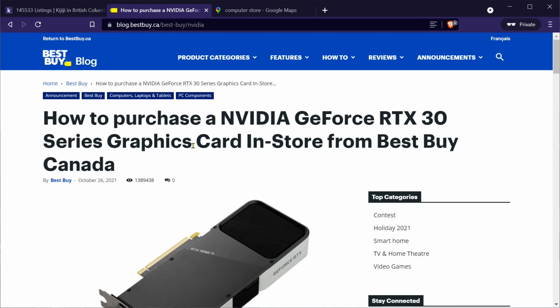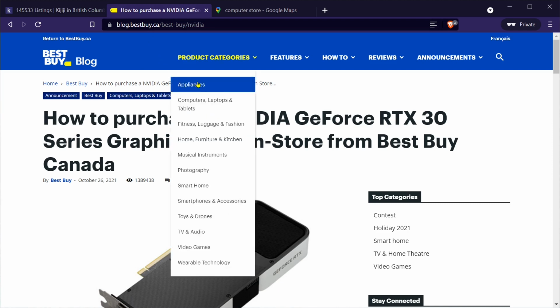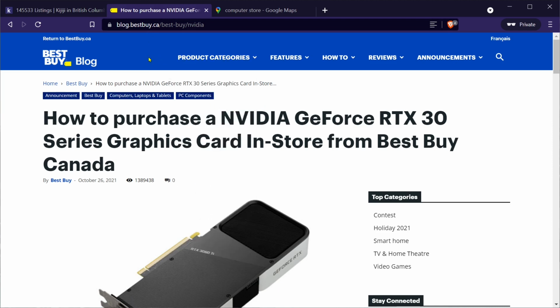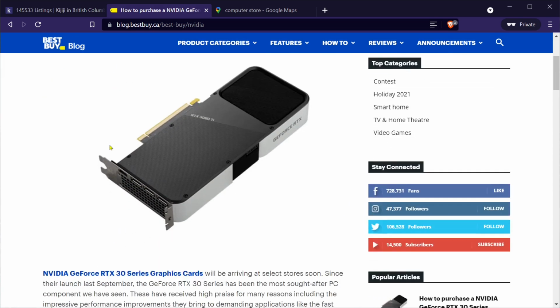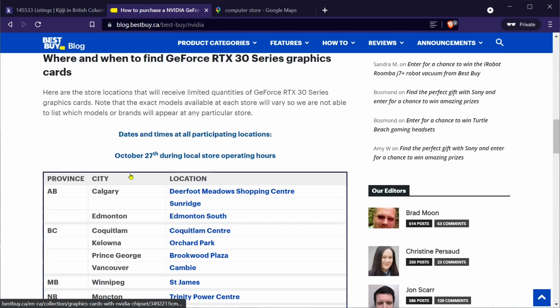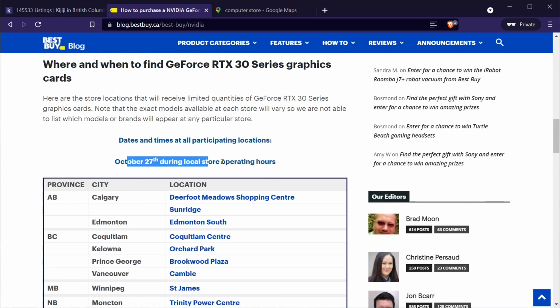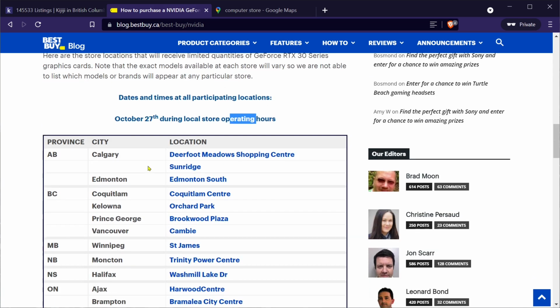A lot of you are asking me how I find my graphics cards. Well, here is one way. On Best Buy in Canada, I'm pretty sure it's the same in USA, if you go to their website, their blog, Best Buy Nvidia, you got this. They update this. So this is actually from the October 27 drop. Shows you which stores are going to be having cards on October 27.